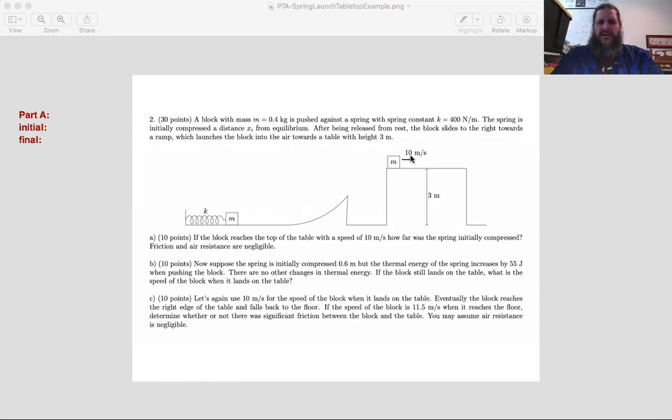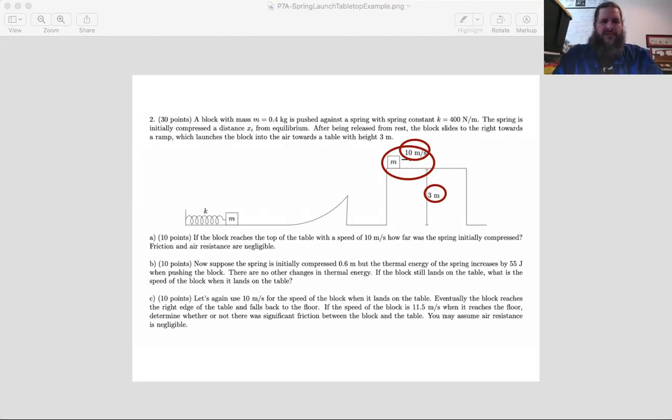Yeah, I would say when it lands on the table, because the part A gives us some information about what happens when the block reaches the top of the table. That instant when it reaches the top of the table is a known quantity. We know that at this instant, it's reached a known height and has a known speed. So we know the speed and the height when it reaches that location. I would say that's a good time to use as the final instant in time. So let's describe that as final.